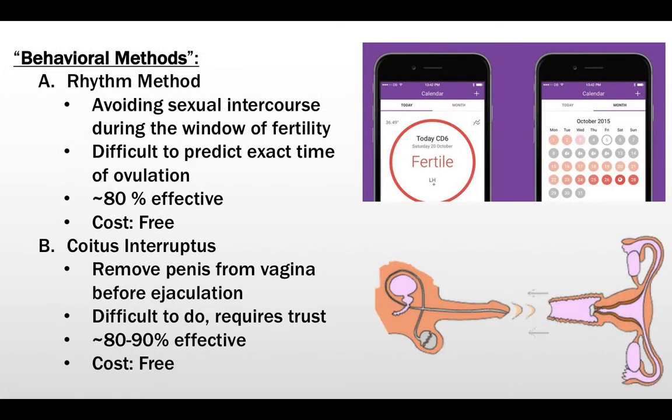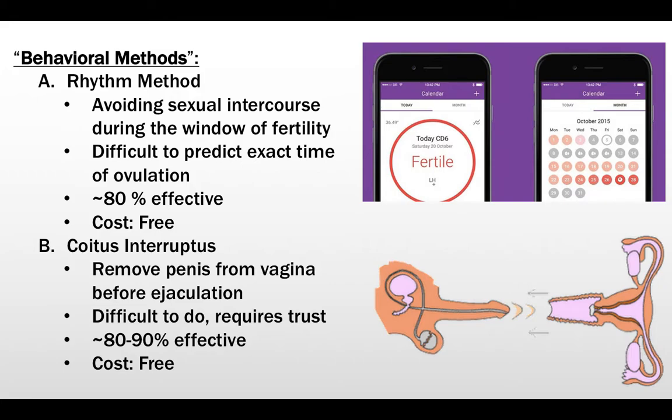So there are two behavioral methods, the rhythm method and coitus interruptus. In the rhythm method, a woman avoids sexual intercourse during her window of fertility. She is most fertile around day 14 or so, and less outside of those very fertile days. So if she avoids having sex on her most fertile days, then hopefully pregnancy and fertilization won't occur.